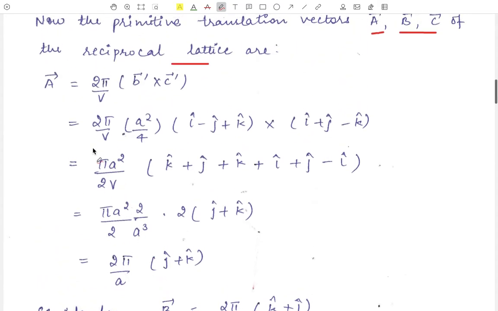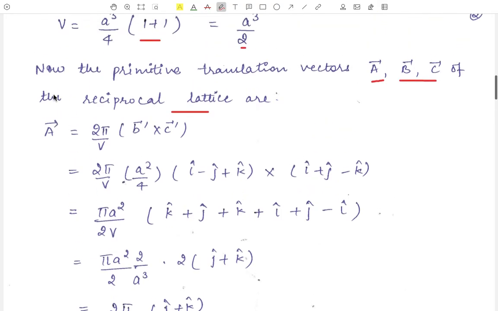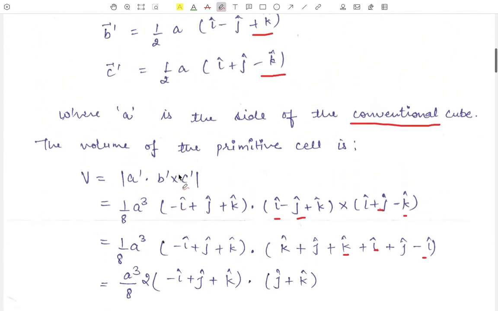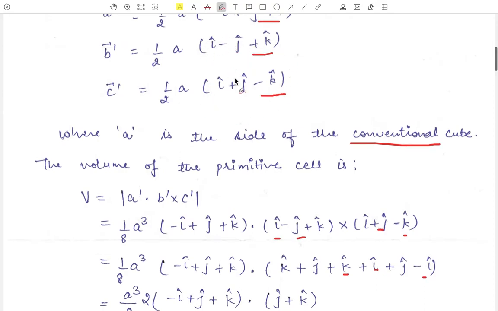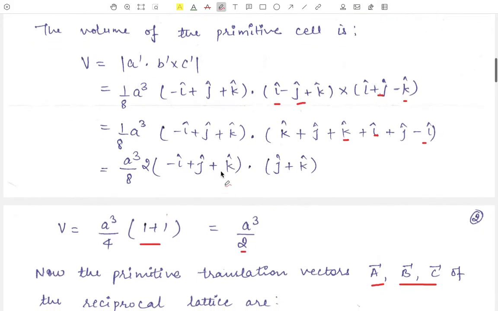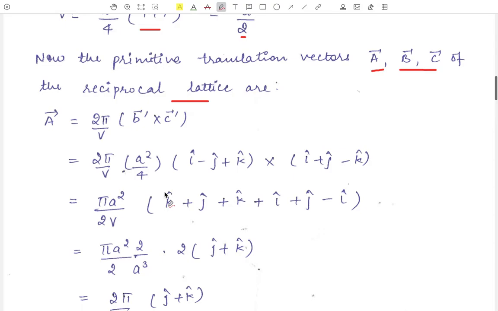Now we calculate one of these vectors, say capital A vector. Now this is equal to 2 pi upon V into B dash cross C dash. Now this 2 pi upon V is constant and these B dash and C dash vectors can be taken out from here, and we have just calculated this cross product here. This is equal to 2 into J plus K. Using this value here we get 2 into J plus K.